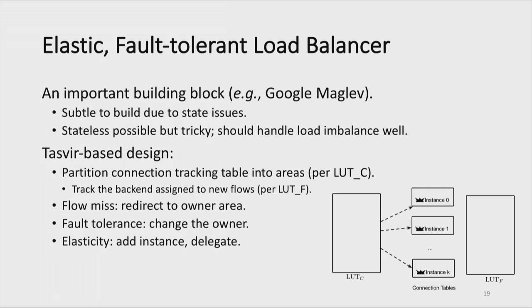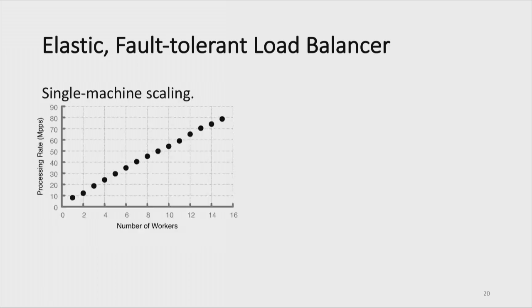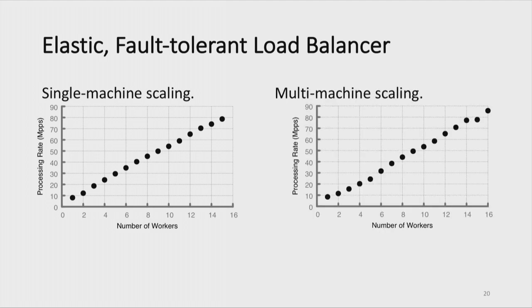So we have an in-memory DHT. In the beginning of time, all the areas are owned by one instance. On demand, we add more instances and we partition writes. At the end of the day, we want to see how scalable it is. Within one machine, it scales quite linearly. Across machines, it scales near linearly as well.